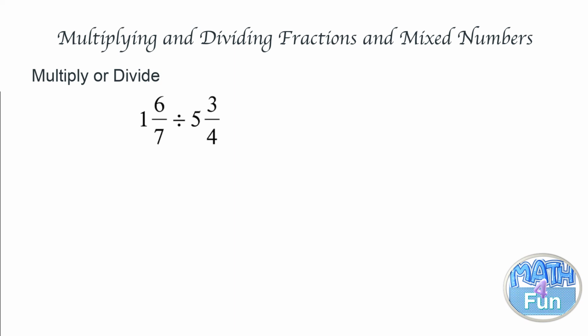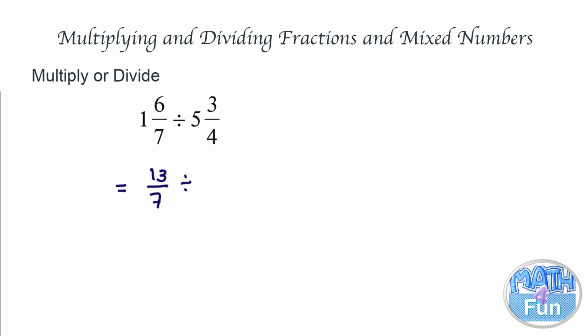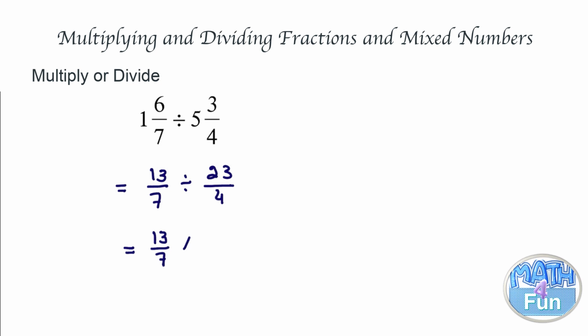Now we have two mixed numbers being divided. We have to change them both to improper fractions. Now how to do that? Write equal. Now 1 times 7 is 7. 7 plus 6 is 13. So we have 13 over 7 divided by 5 times 4 is 20. 20 plus 3 is 23 over 4. Now we change the division to be multiplication. We can write equal 13 over 7 multiplied by 4 over 23, and we check if we can simplify.